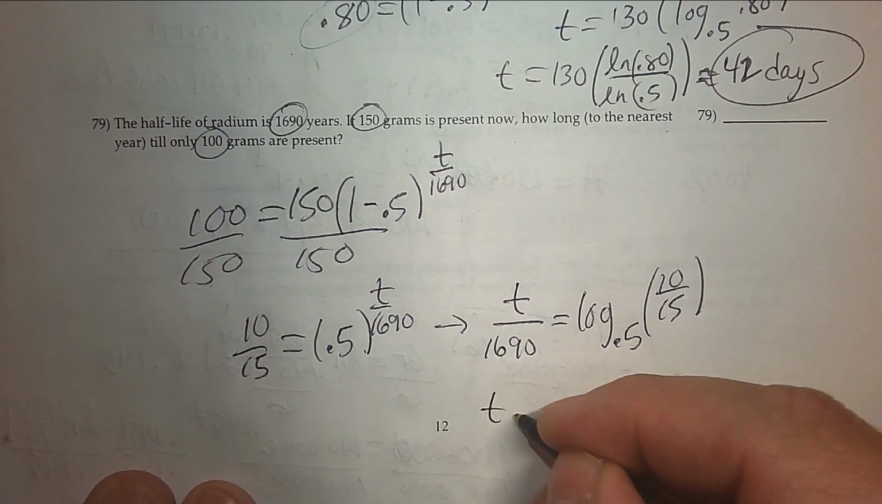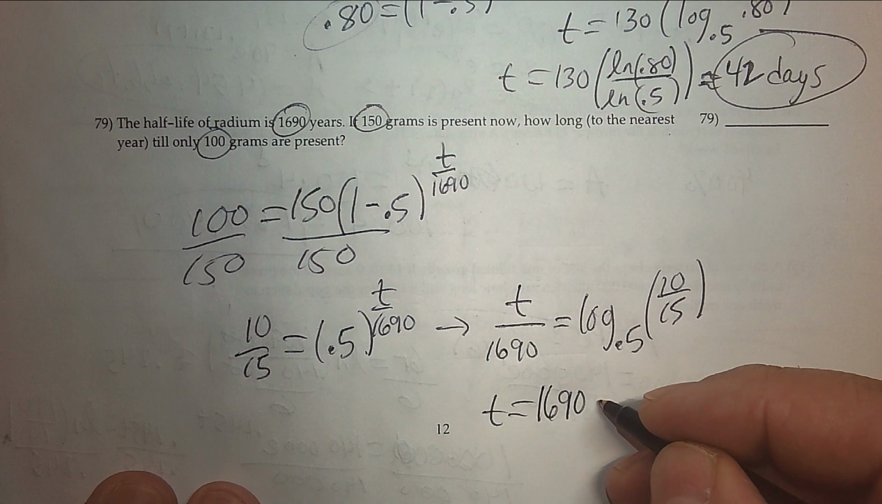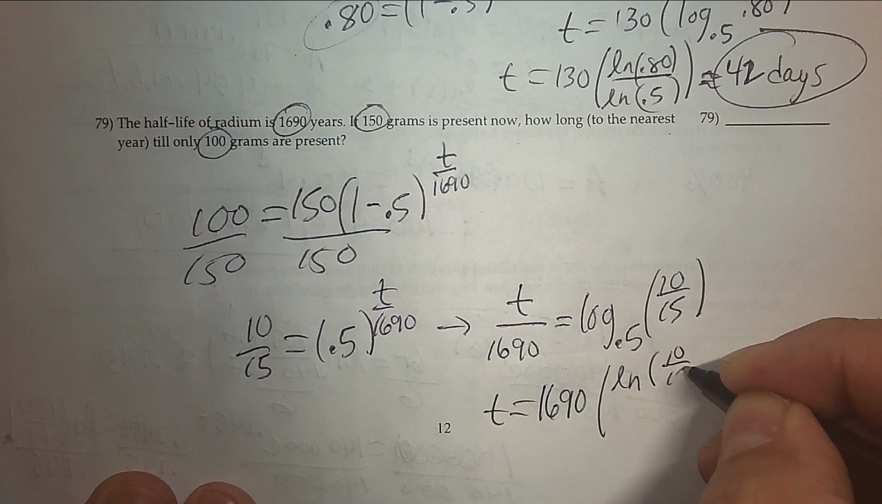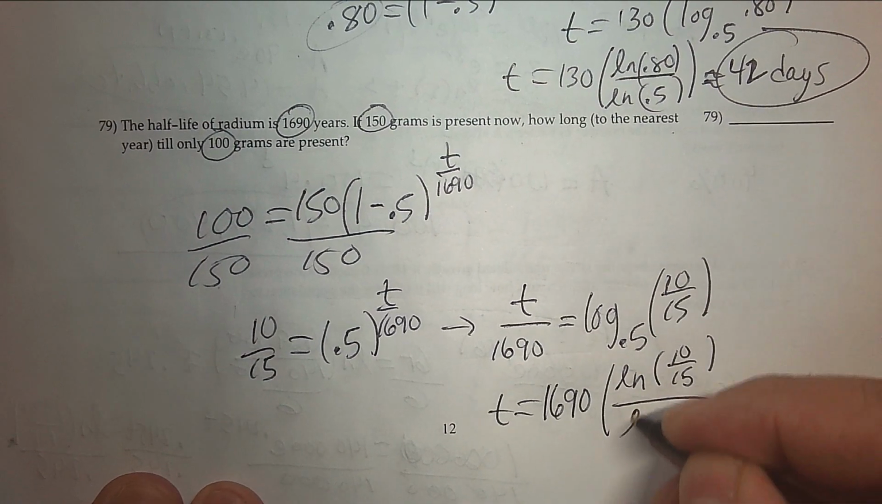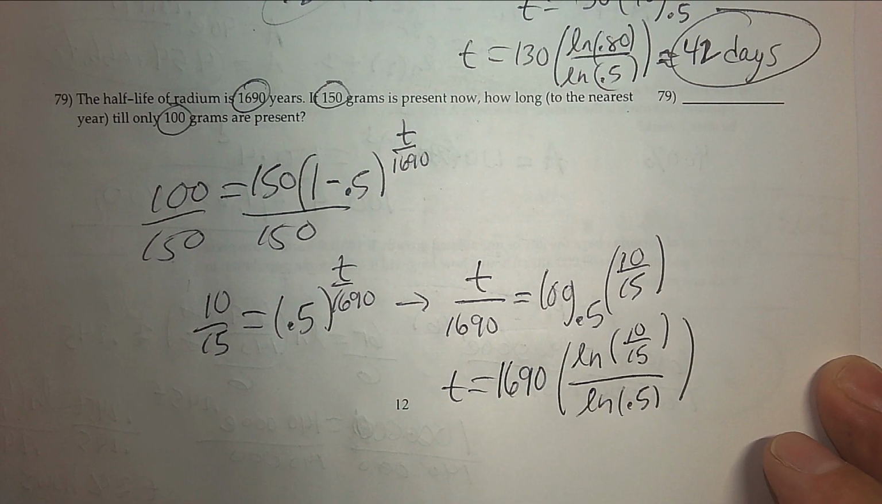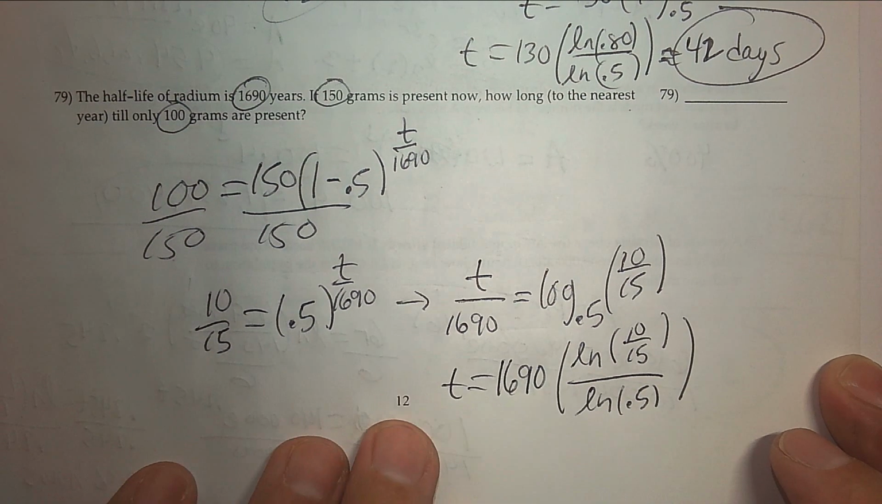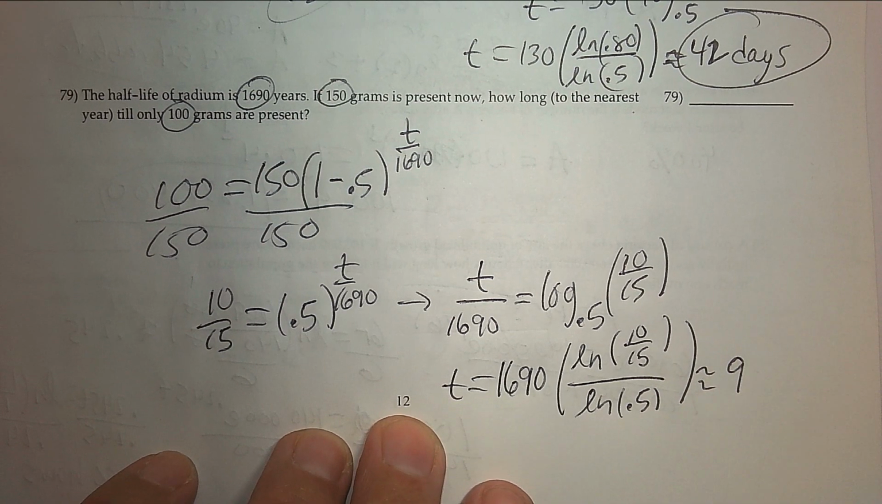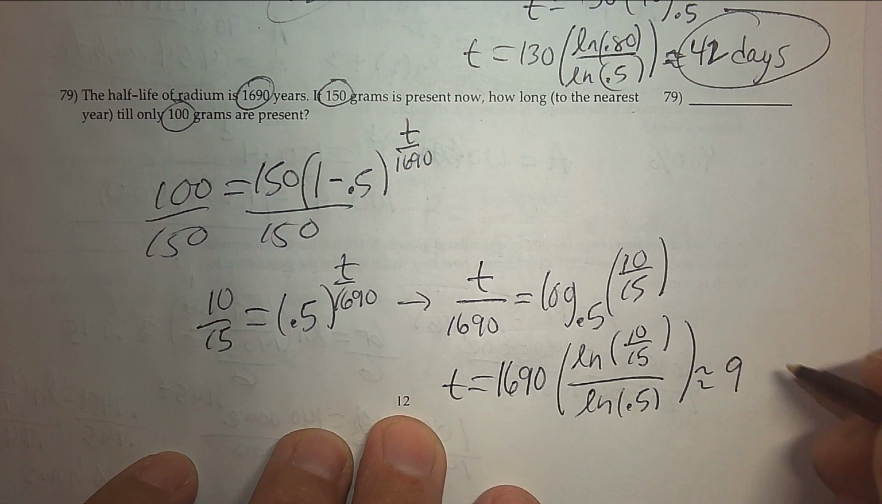So to get t by itself, it would be 1,690 times, and again, on our TI-89, we go ln 10 over 15 divided by ln 0.5, and now use your calculator. And the answer would be 989. So how long till only 100 grams are present? And the answer rounded to the nearest year would be 989 years.